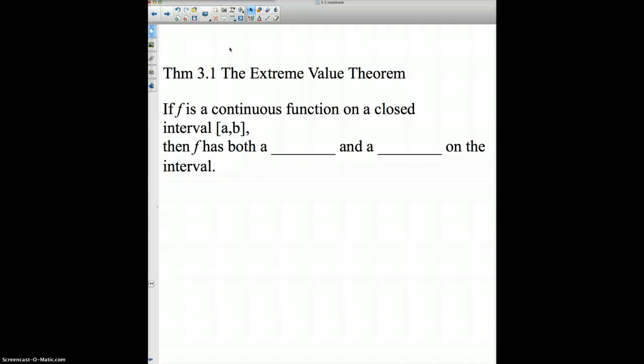No jumps, no holes, no vertical asymptotes. It could have a sharp turn. It could have a vertical tangent. Also no oscillations. So a continuous function, no jumps, no oscillations, no holes. So if we have a function like that in the interval from a to b, including a and b, then f has both a max and a min on that interval.